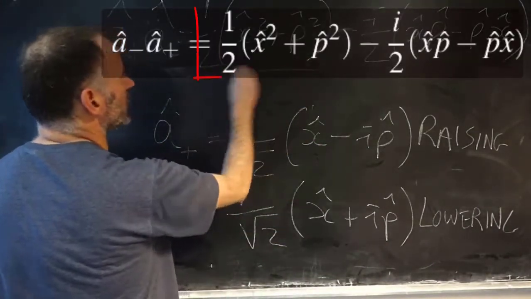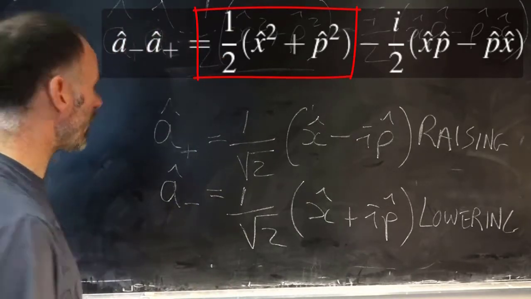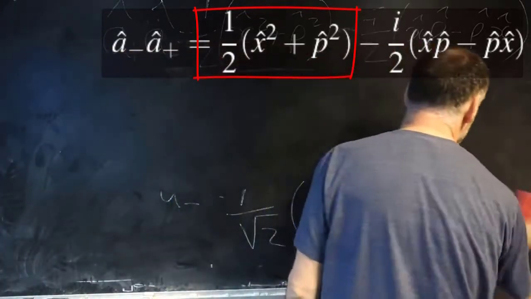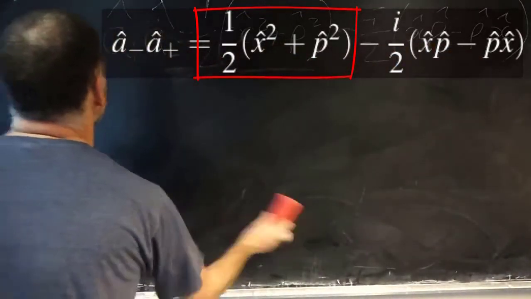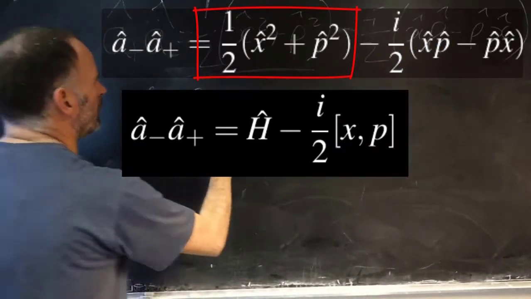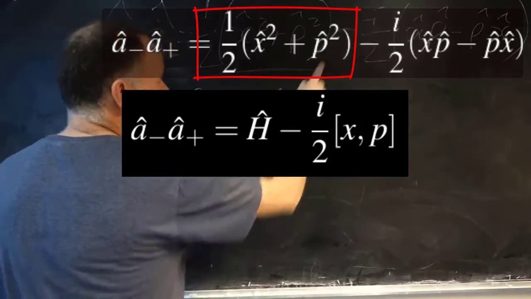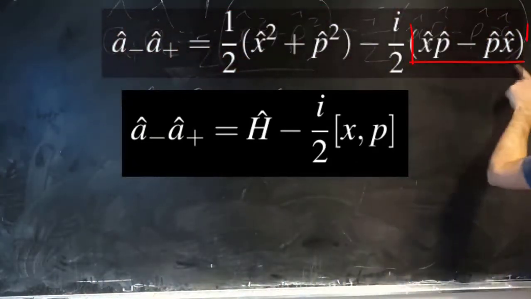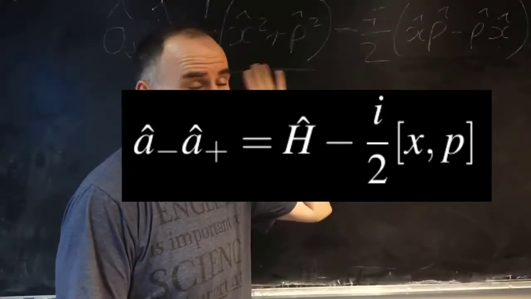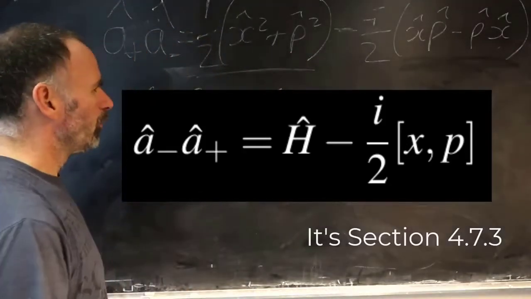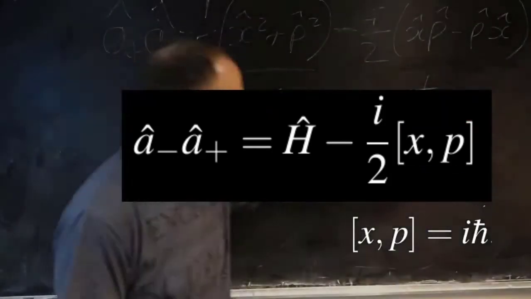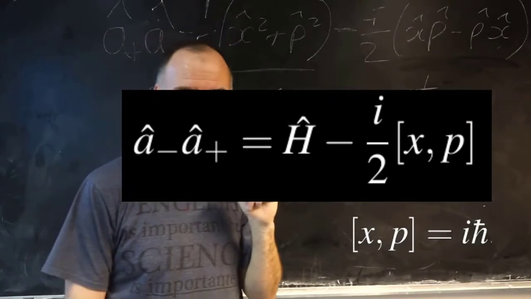This, hopefully you recognize as a half x squared plus a half p squared, is our Hamiltonian. So the product of these two operators gives us a Hamiltonian back plus this term. And this, hopefully you remember, is a commutator. If you remember back to somewhere in chapter 4, the commutator between position and momentum is i h bar.